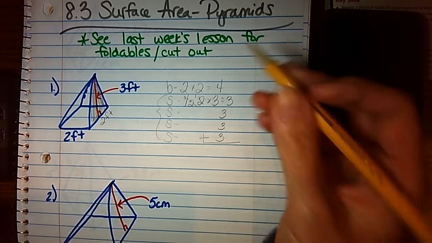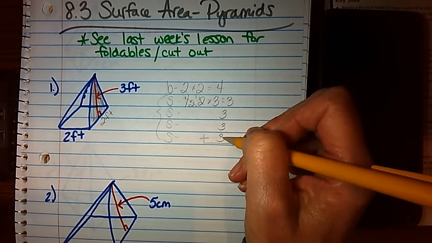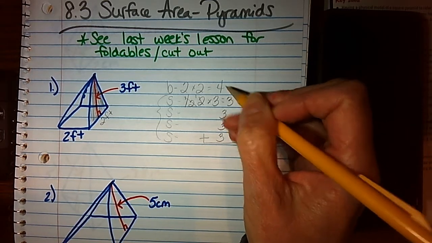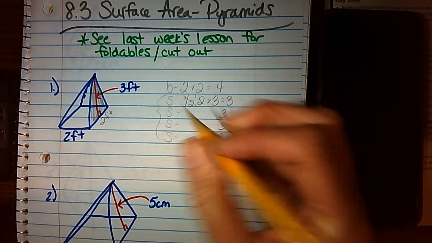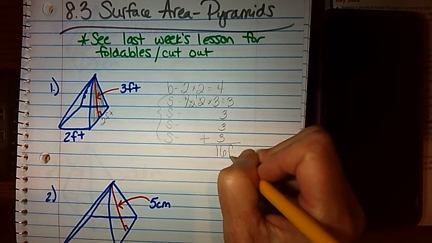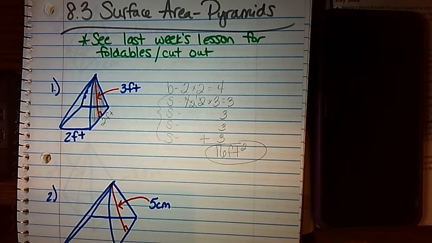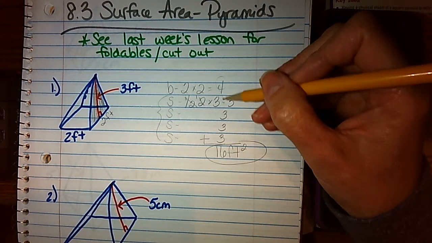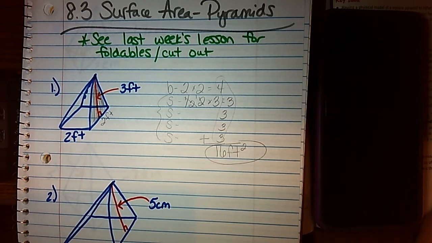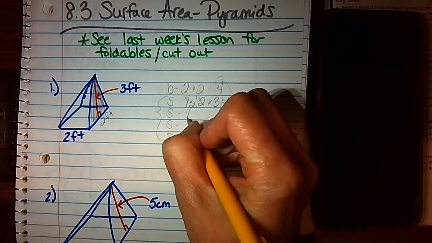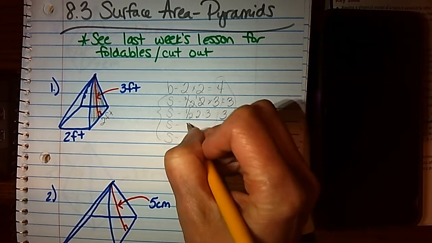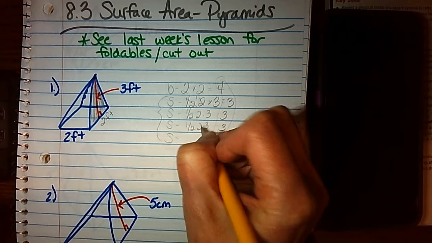So now I can just add this up. I don't even need a calculator. 3, 6, 9, 12, 16. And I'm talking about feet. Remember your labels. And surface area is always measured in square units. So 16 square feet would be my answer by just adding up all those numbers. Now if you want to put 1/2 times 2 times 3 every time, that's fine.